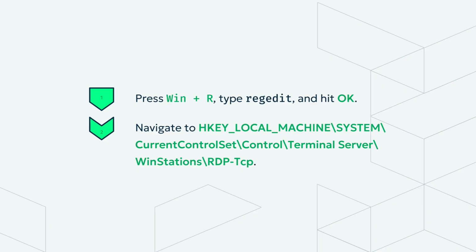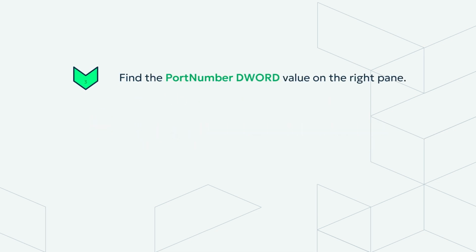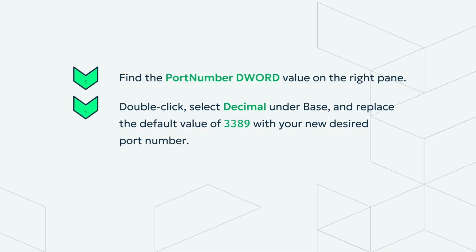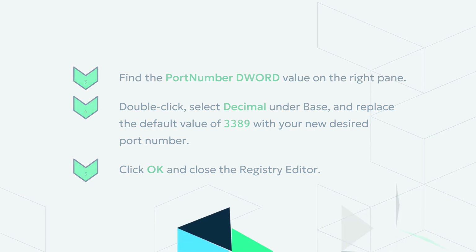HKEY_LOCAL_MACHINE, System, CurrentControlSet, Control, Terminal Server, WinStations, RDP-Tcp. Then, find the PortNumber DWORD value on the right pane. Double-click, select decimal under base, and replace the default value of 3389 with your new desired port number. Finally, click OK and close the registry editor. You may need to restart the system or the remote desktop service for the changes to take effect.